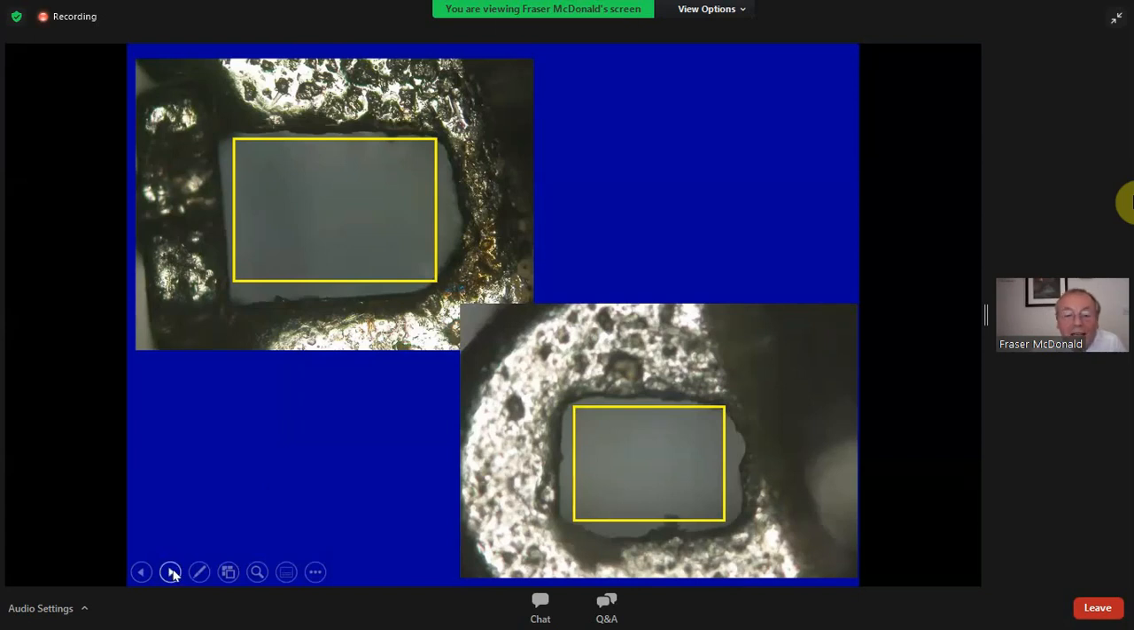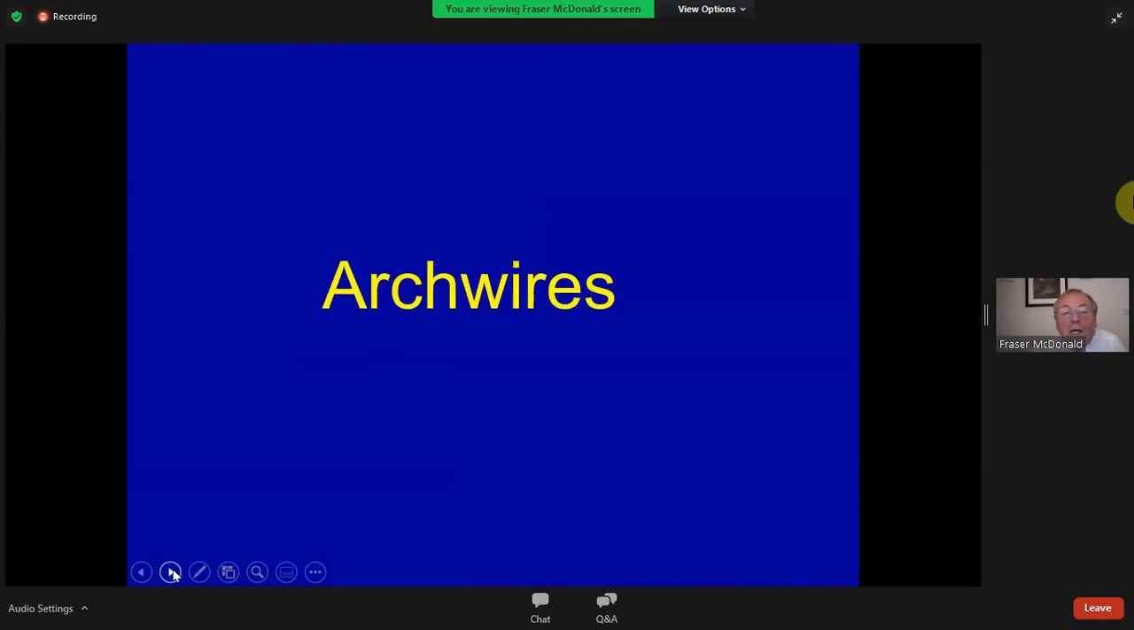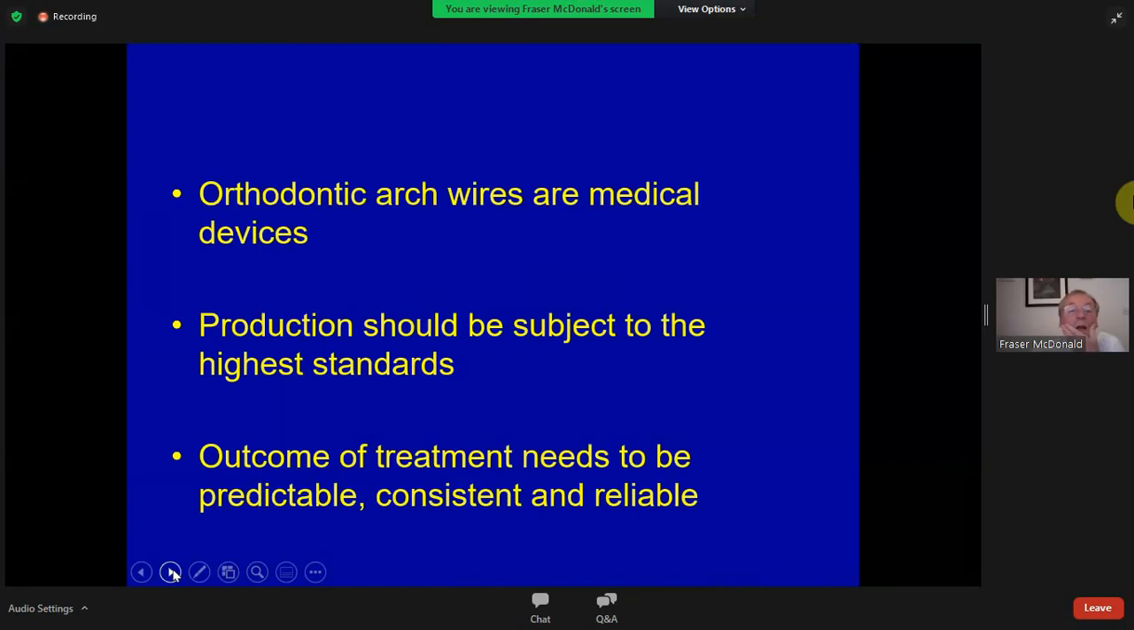So this is clearly one of the problems. We've got the slots are wrong, we've got the tubes are wrong. Let's look at the arch wires. The other interesting thing in terms of the law, the orthodontic arch wires we use are medical devices. Their production should be subject to the highest standards, and the outcomes for the treatment, hopefully with all our devices we're using, needs to be predictable, consistent and reliable. Now, if we're starting to have a problem with the slots and the brackets and the molar tubes, we hope that the arch wires are better.